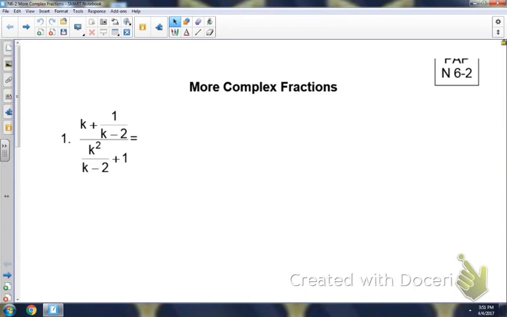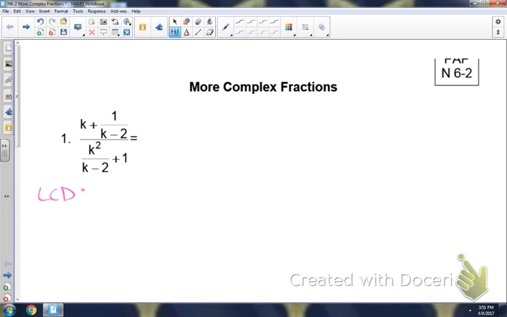All right, note 6.2, we're doing more complex fractions, so it's really just a review of 6.1. A complex fraction, remember, is just a fraction that has fractions on top and fractions on bottom. To simplify a complex fraction, we want to get rid of those fractions on top and fractions on bottom. In order to do that, we're going to find the LCD of the fractions on top and bottom, and then we'll multiply every term by that LCD.